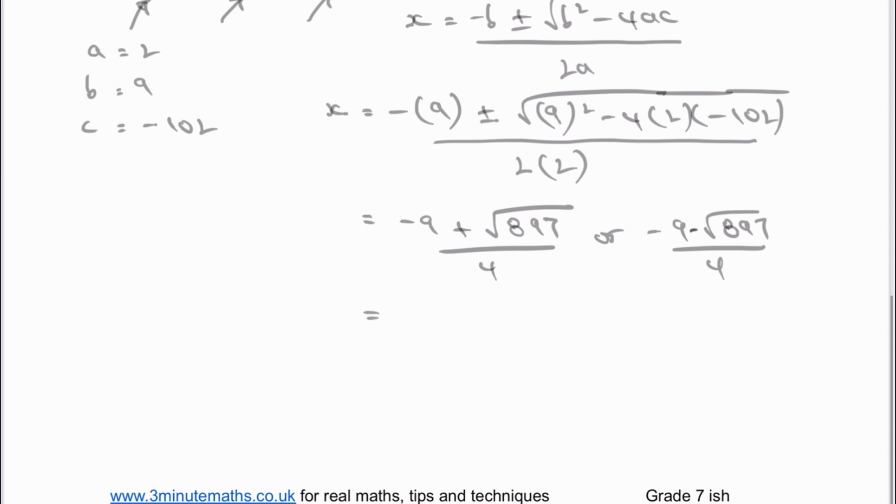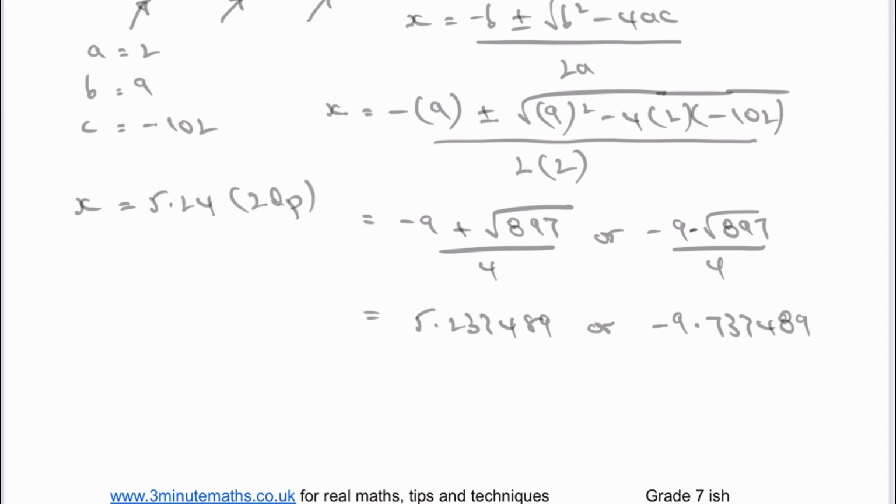I'm going to get 5.23748, or I'm going to get negative 9.73748. Now in this particular case it says find the value of x. Well, the value of x has to be 5.24 to 2 dp, 2 decimal places, because it has to be positive. Okay, it can't be the negative value, and that would be the answer to this particular question.